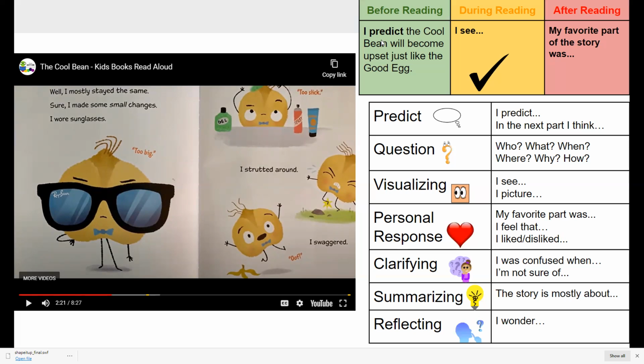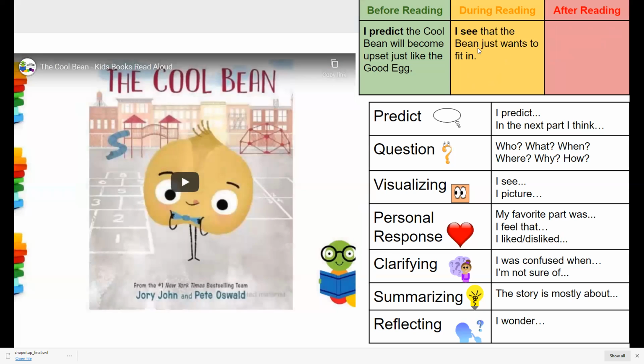So if you remember before reading, I predicted the cool bean will become upset just like the good egg, and he seems to be. During reading, I see that the bean just wants to fit in. He just wants to be like his other cool friends. He feels a bit left out and lonely. What's something that you see is going on?